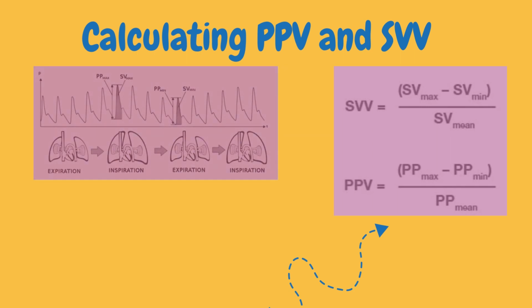So, in summary, PPV and SVV are like dance moves of your cardiovascular system. They help healthcare providers understand whether your body needs more hydration or if it's dancing just fine solo. These concepts are instrumental in guiding medical decisions and ensuring patients receive the right care at the right time.